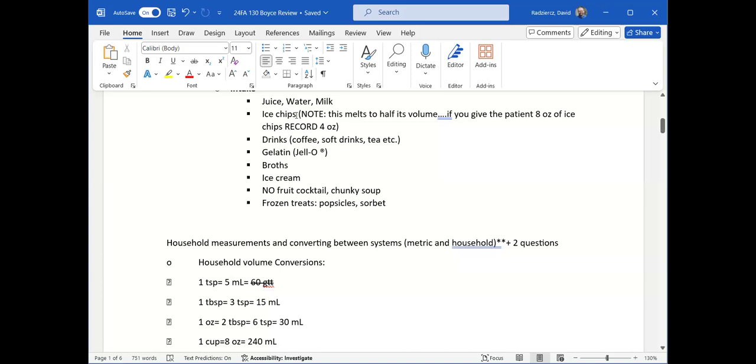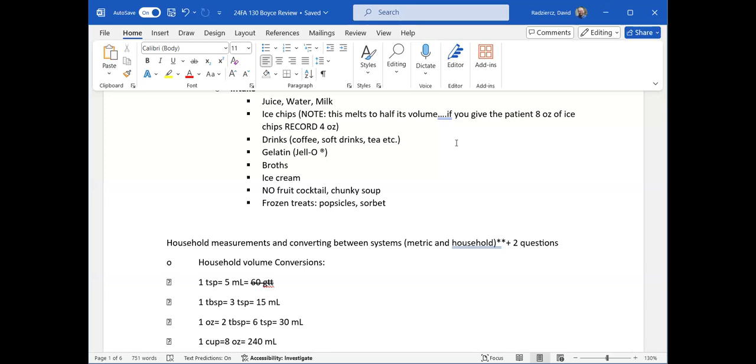But the things that you most likely would be calculating: juice, water, milk. For ice chips, you would do half of what it is listed as in ounces. So if they tell you you have 8 ounces of ice chips, that is actually 4 ounces, and then you would convert that to milliliters. Coffee, soft drinks, tea, all those things are basically water. Jello, basically water. Broth, water. Ice cream is milk.